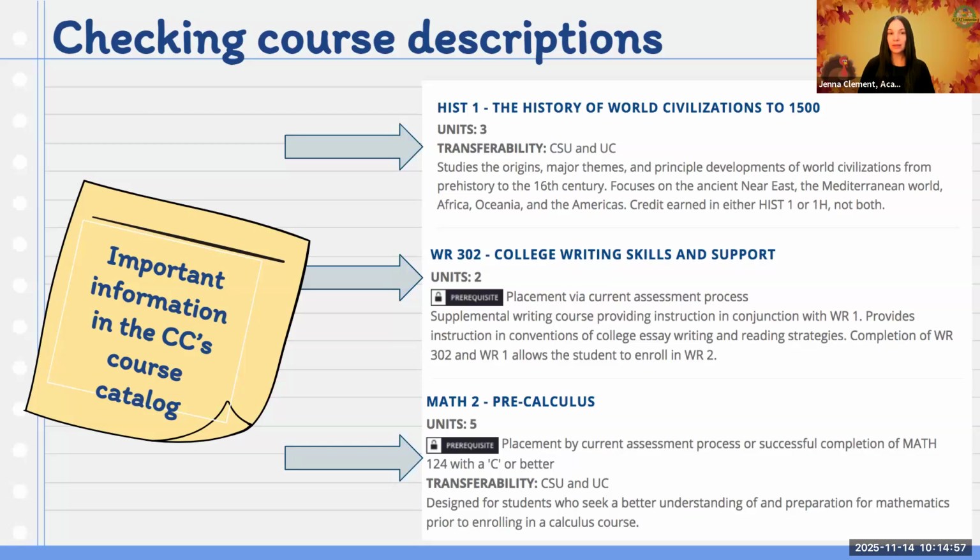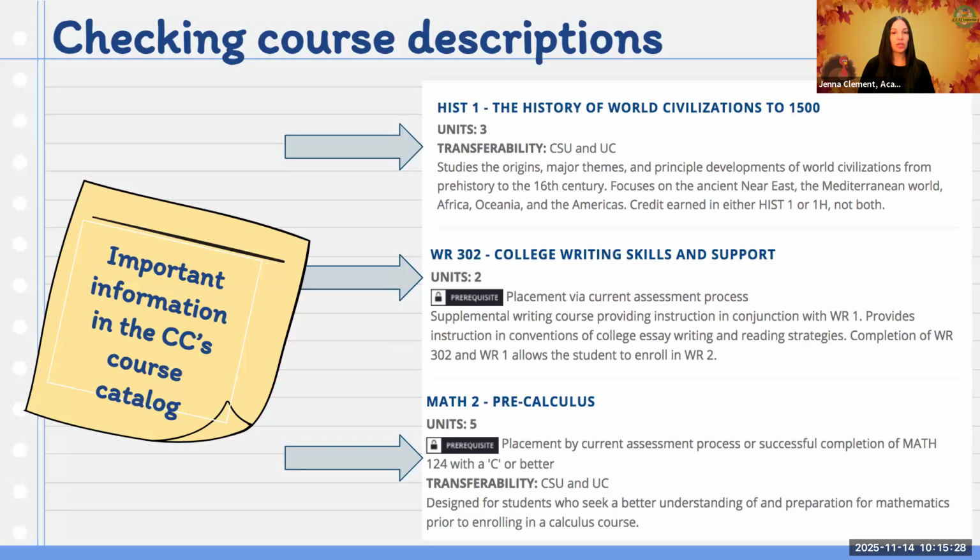The next thing you see in that writing example is a prerequisite. So for this class specifically, it says placement via current assessment process. So that means that before you can register for the class, the college is going to give your learner some sort of assessment. That might be an exam. It might be asking for records of previous classes, but they're going to need that to determine whether or not the student should be placed in this class, if it's the proper placement. And then again, we see a course description.